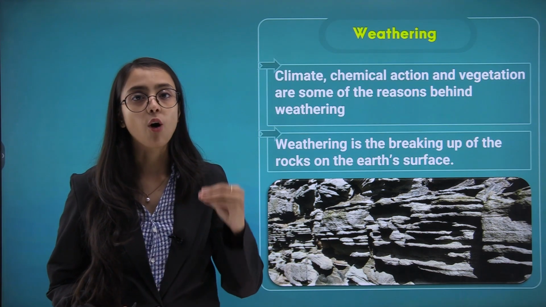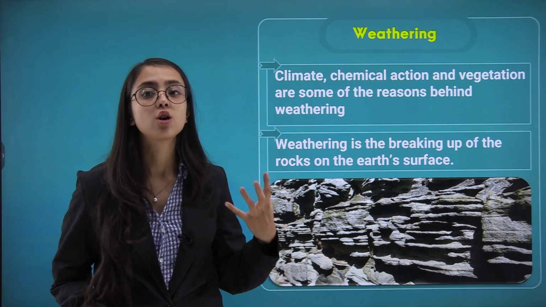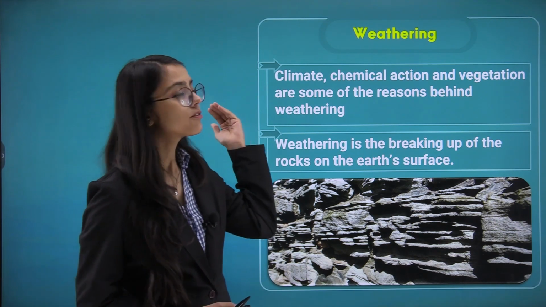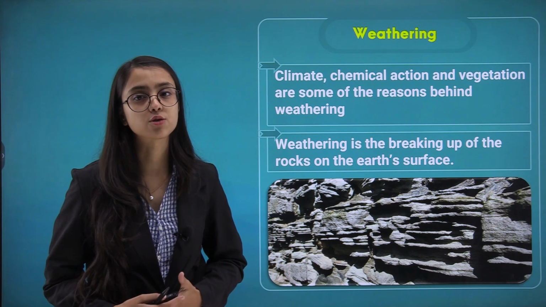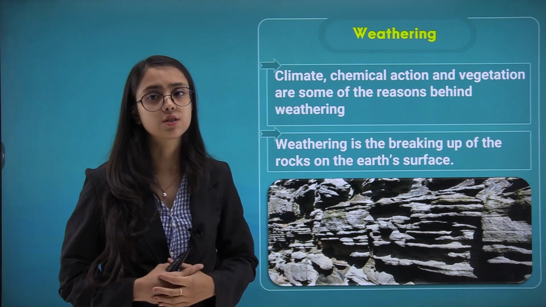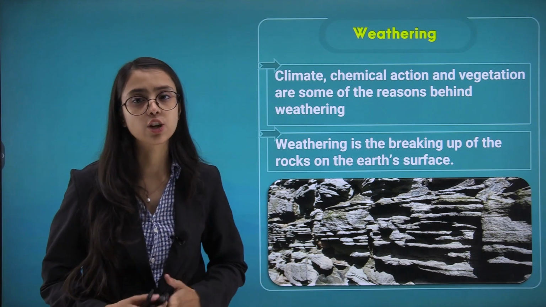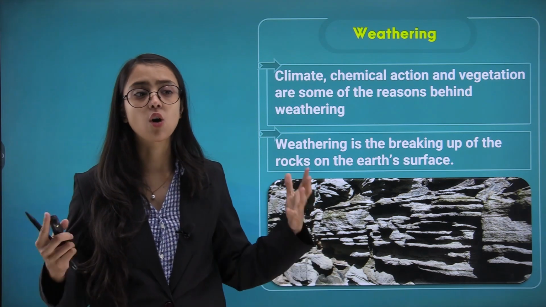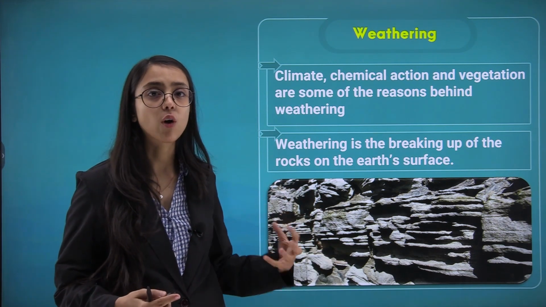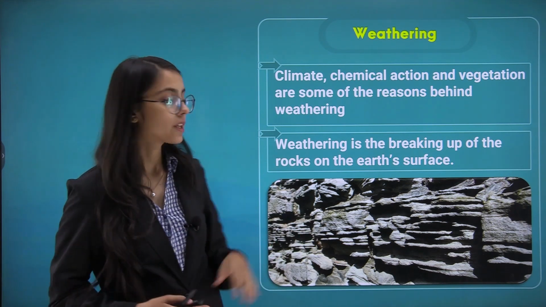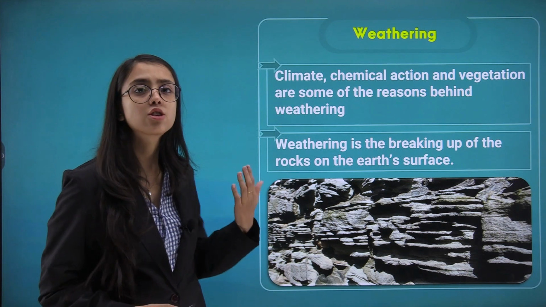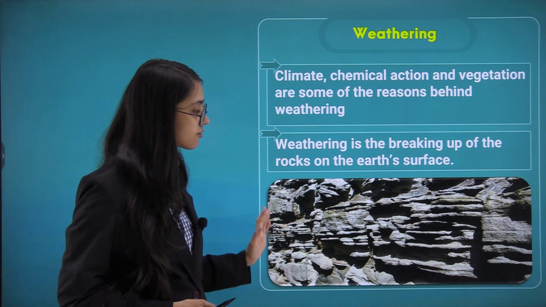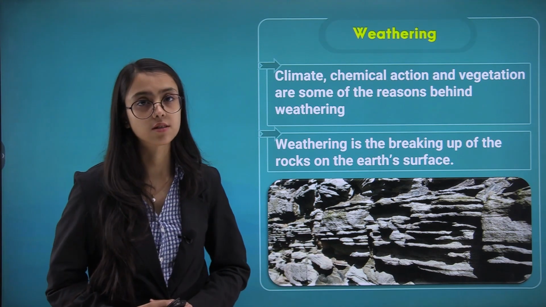Weathering is a process of breaking up or formation of rocks on the surface of the earth. How does weathering happen? There are various factors which result in the process of weathering, such as climatic changes, chemical actions, changes in vegetation, and some other reasons. Weathering is when the huge mountains or land masses break and form rocks on the surface of the earth. You observe here that this is a mountain, and due to some climatic or natural vegetation factors, this has resulted in formation of such large stones or rocks.